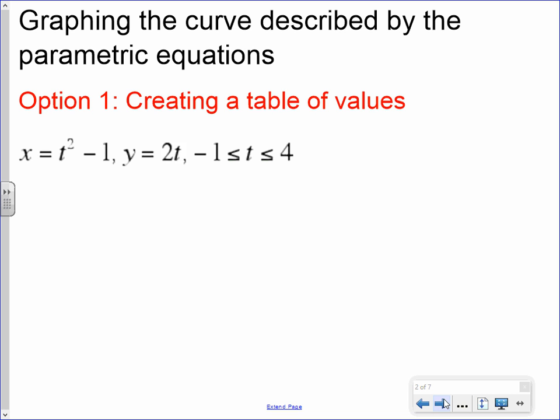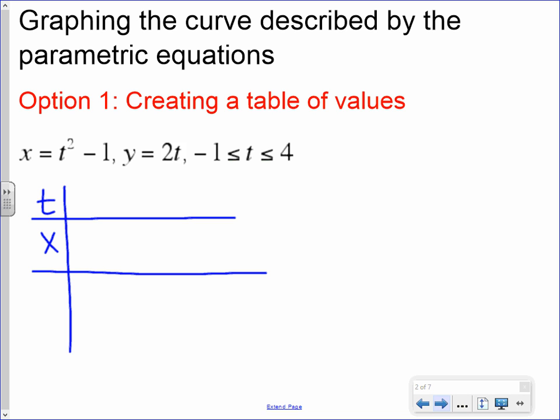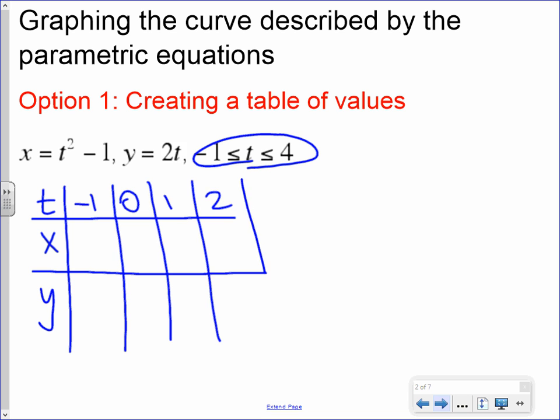Okay, so the non-thoughtful way of creating a graph is just to make a table of values. I say non-thoughtful because it's really just plugging and chugging. There's not a whole lot of strategy involved. But instead of making an X, Y table, you would make a T, X, Y table. So this is giving us that T is going from -1 to 4.